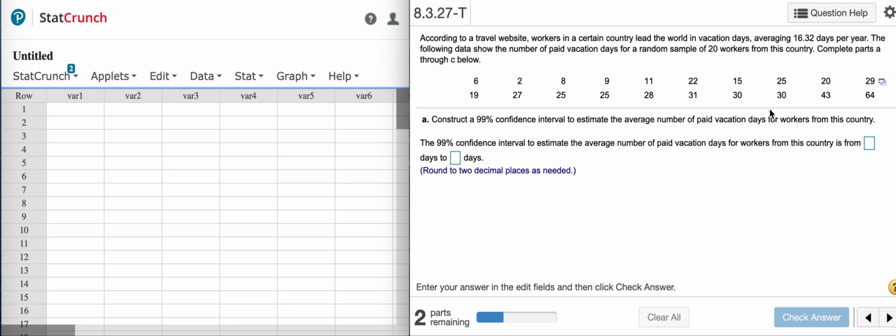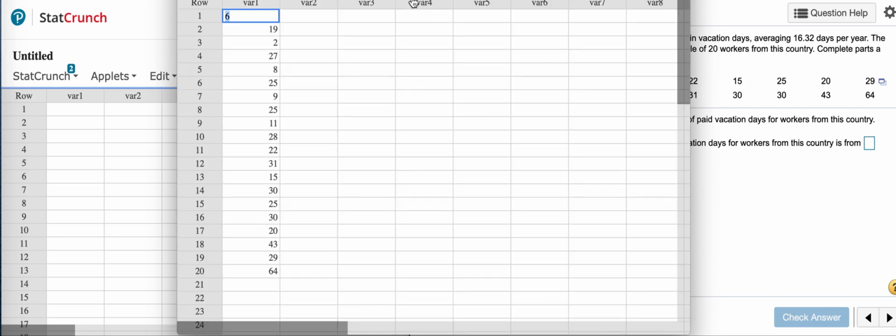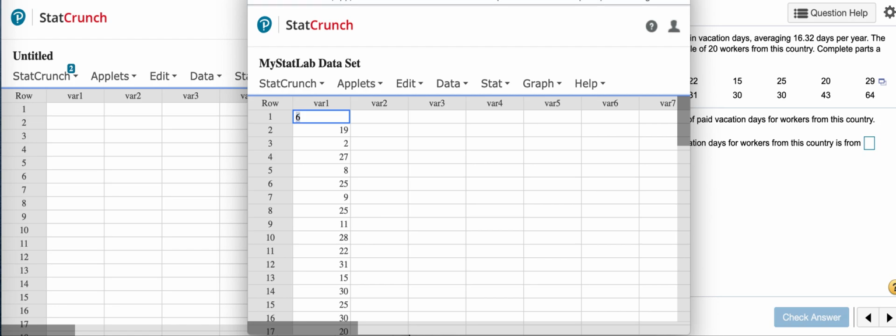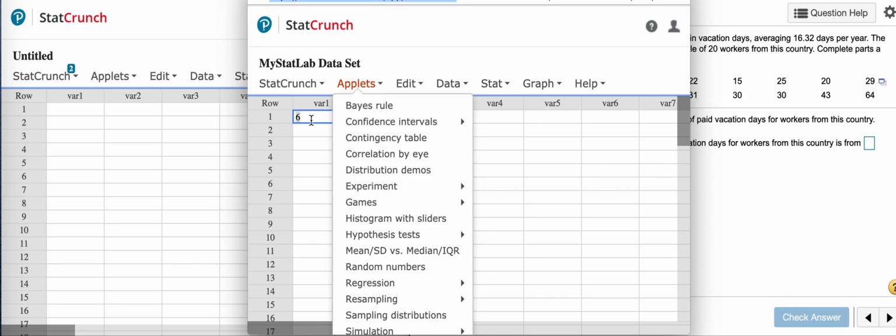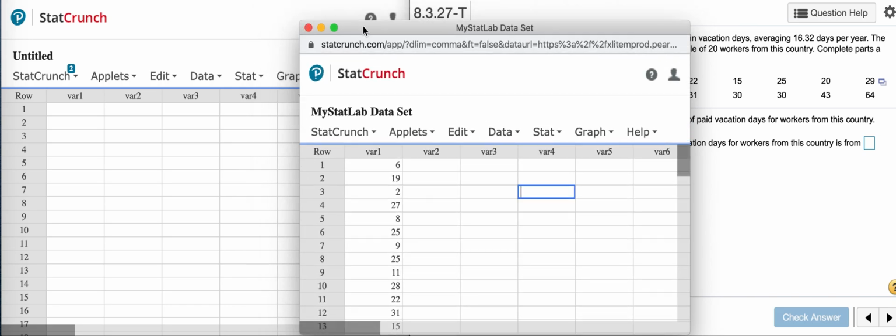And here I have data. I don't have the summary statistics, but I actually have the data. I could type all this into StatCrunch, or if I choose this little icon right here, I can open it in StatCrunch. So it'll open up a StatCrunch window. And in this window, we will actually have the data entered. Let me look at this. I think if I can actually move it. There we go.